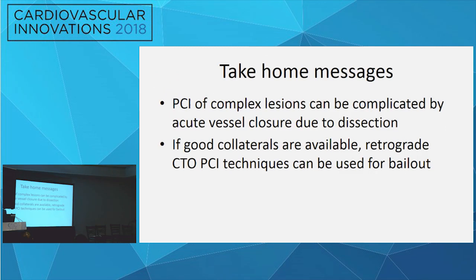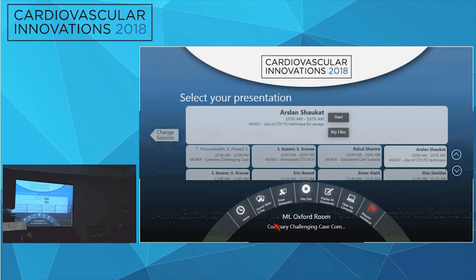So the take-home messages from this case: one is that PCI of complex lesions can always be complicated by acute vessel closure due to dissection. It's always a risk and can be catastrophic. Luckily, in our case, it was fairly well tolerated by the patient. If good collaterals are available, you can try and use retrograde CTO PCI techniques for bailout in these cases. Thank you.